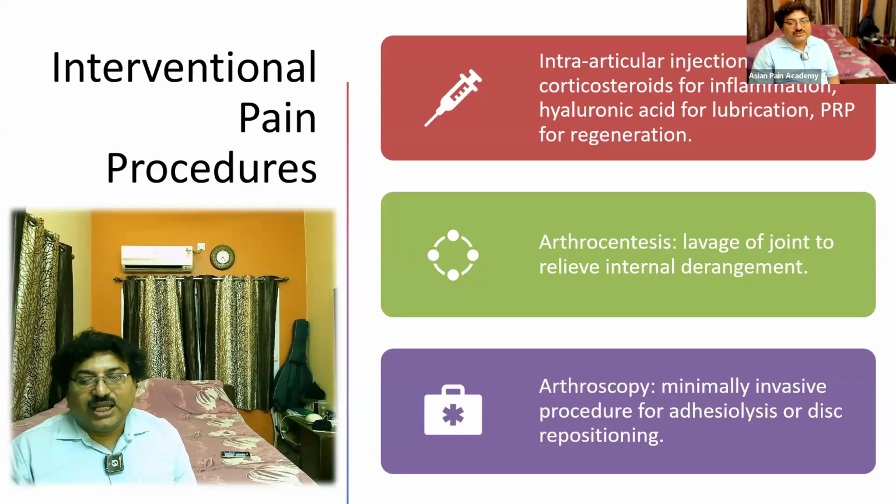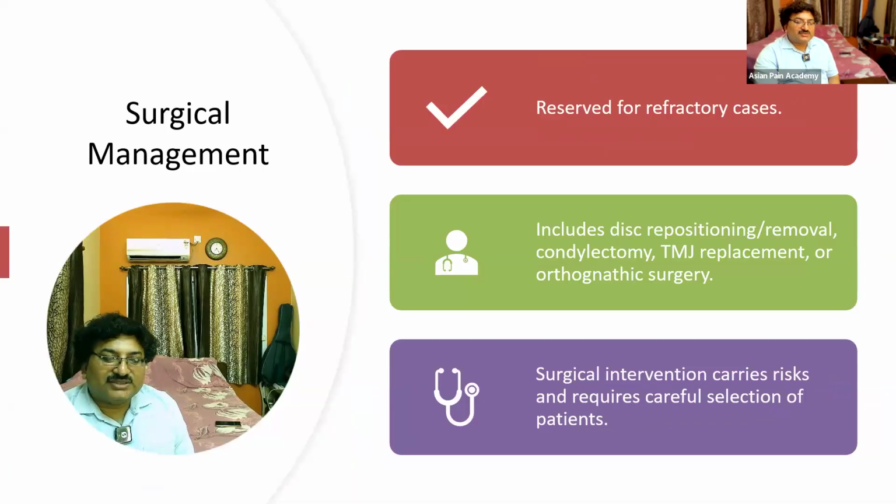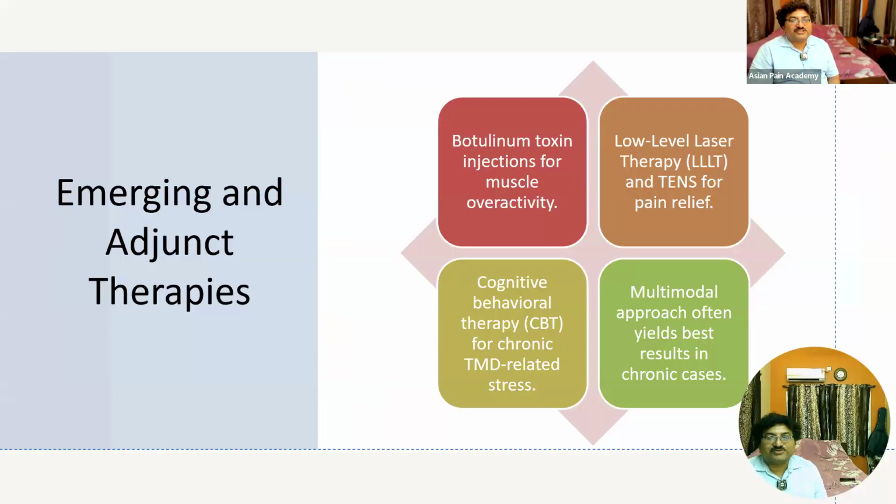Arthrocentesis and lavage of the joint have also been tried, but sometimes it can be a little bit difficult and challenging, and ultimately in a few cases arthroscopy can be done for adhesiolysis and repositioning. Now, surgical management is reserved for refractory cases. It includes disc repositioning, removal, sometimes condylectomy, and TMJ replacement. But remember, usually we don't have to go to that spectrum in most cases. In most cases you can go for conservative management. It responds very well, and if not, you can go for the injections.